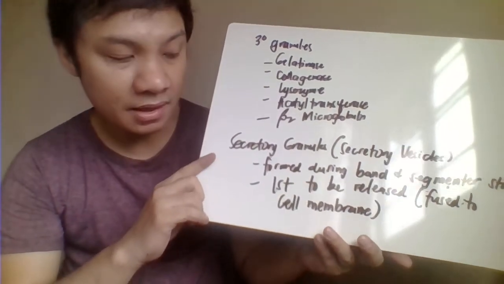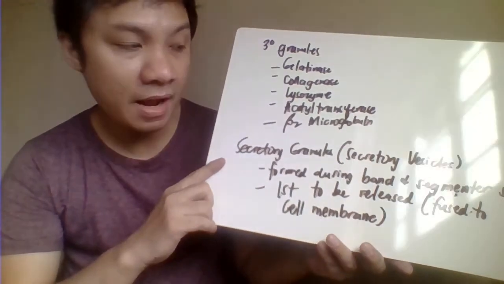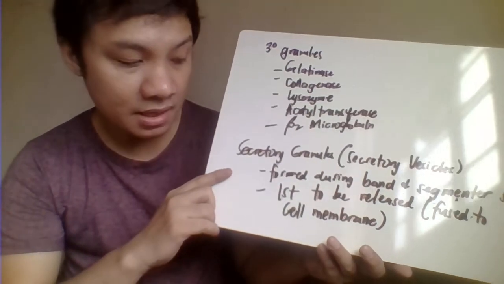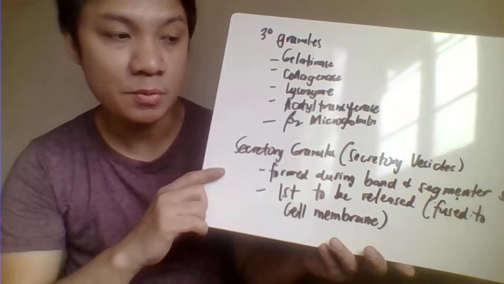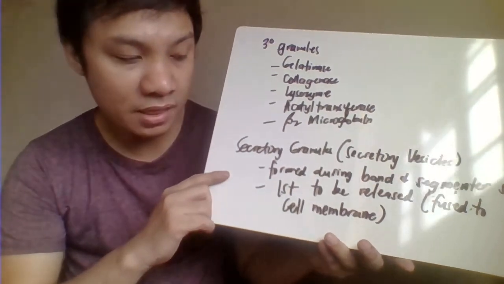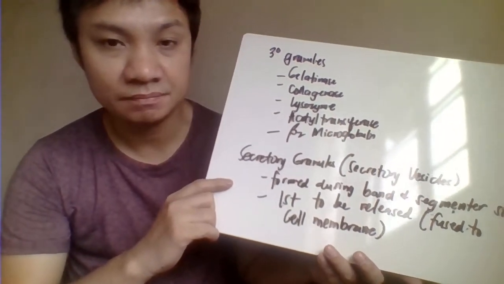And we also have the secretory granules or the secretory vesicles. So this is the first to be produced. They try to fuse with the plasma membrane.